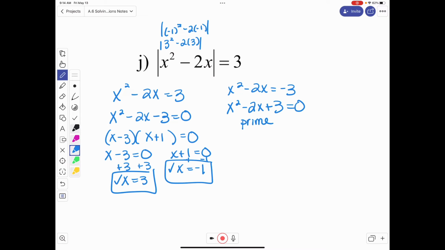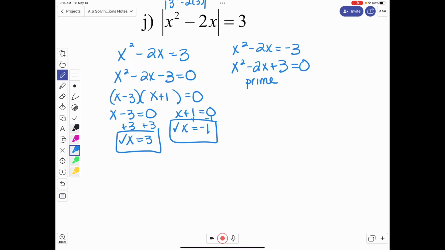We could do quadratic formula on this, but if this can't be factored, that's not going to give us whole numbers for this. So this isn't going to work out for that. So we're done as far as that goes. So those are our only two answers that are going to work for that.